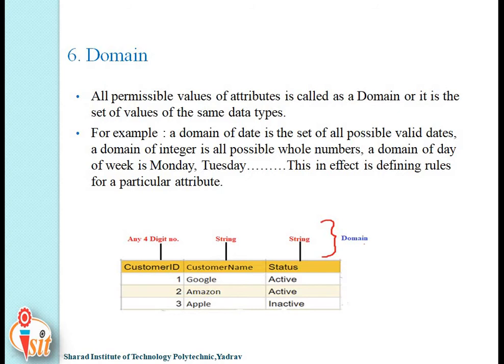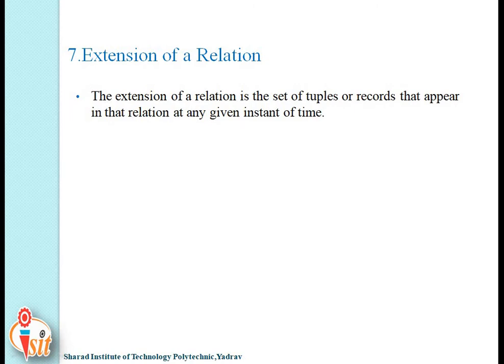This is in effect defining rules for a particular attribute. Here customer ID is any 4-digit number. Next one is customer name, any string, and status contains any string; that is the domain. Now the next one is extension, or you can say state of relation. The extension of a relation is the set of tuples or records that appear in that relation at any given instant of time. This is known as extension of relation.